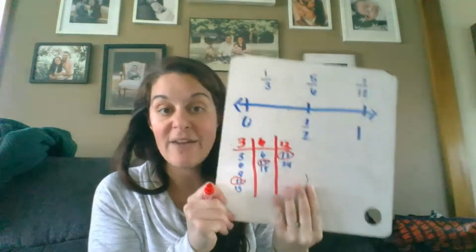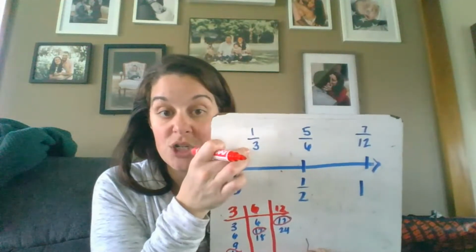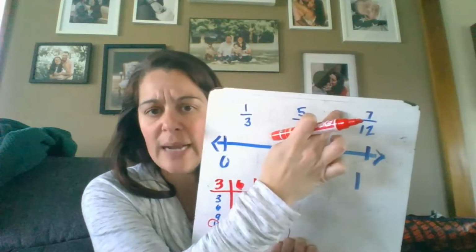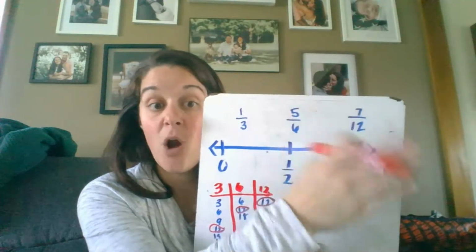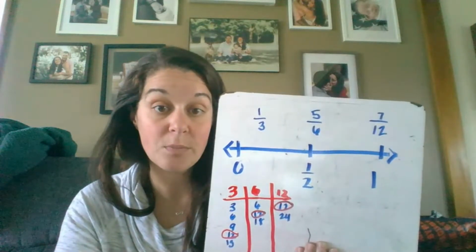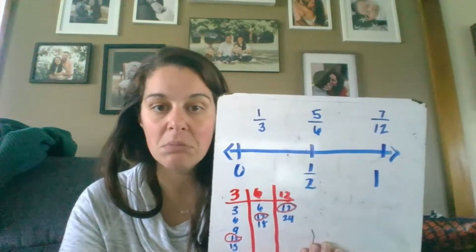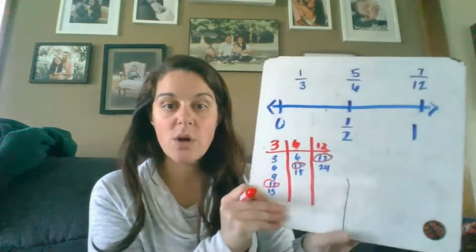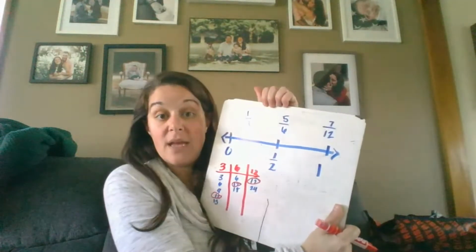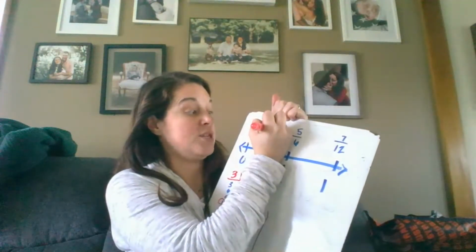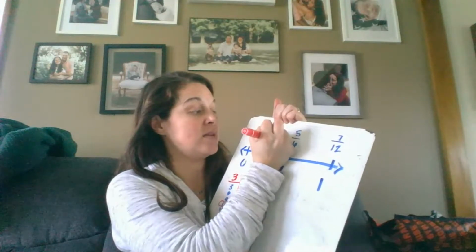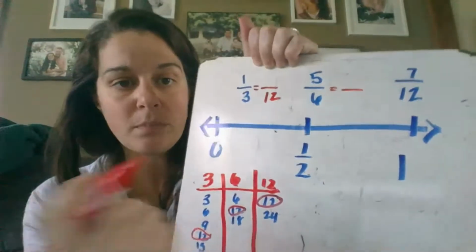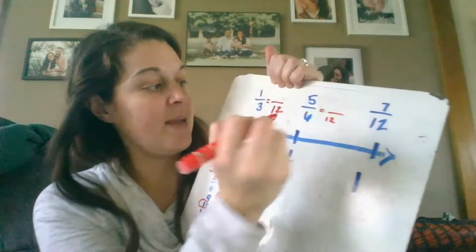Perfect. So now what I have to do is change these to 12. Okay. So if I look at 7/12, do I have to do anything to it? No, that one's already done for us. Right? Already done. Leave it alone. All right. But I do have to do something to the 1/3 and to the 5/6. So how I'm going to do that is I'm just going to make them into 12s. Same process that I did with the other problems. Do the same thing, okay?